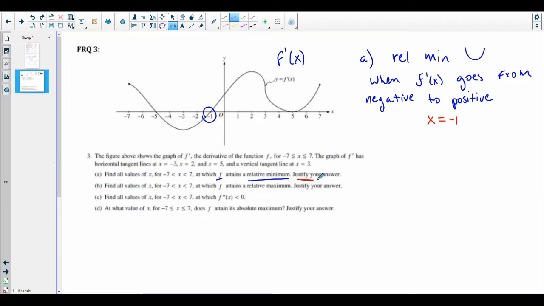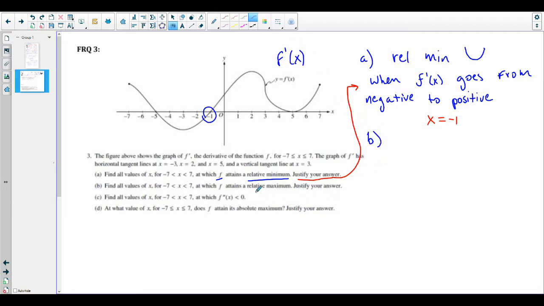When it comes to justifying our answer, we did the justification by restating the definition of a relative minimum. So if we can state that and say this is where the criteria is met, we've justified our answer.